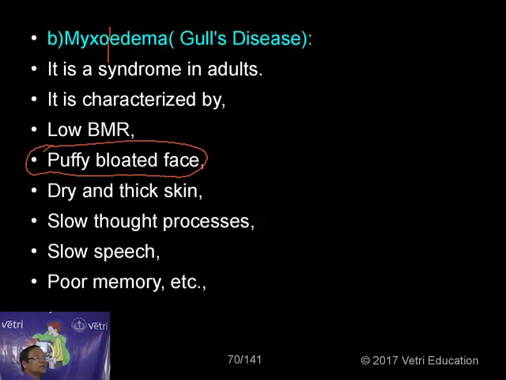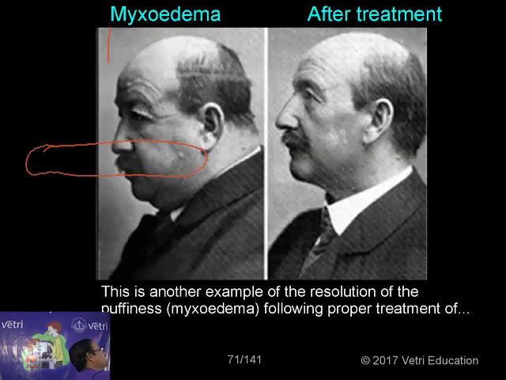And then the skin becomes dry, the hands become dry, and there is a hoarse voice. Normally these persons have slow speech and poor thought, poor memory, all happening because there is decreased secretion of thyroxin in the case of adults. The skin becomes dry. You see this picture showing it.